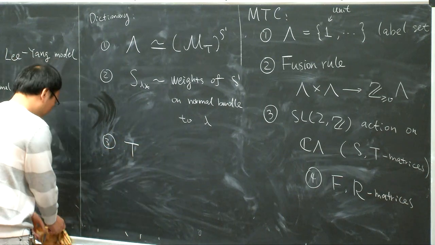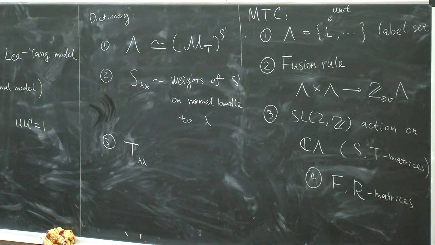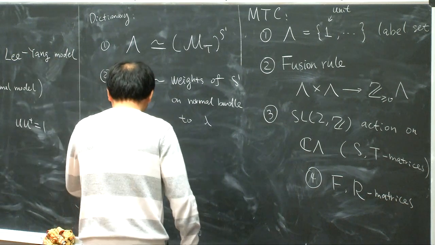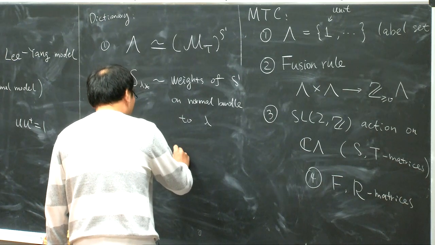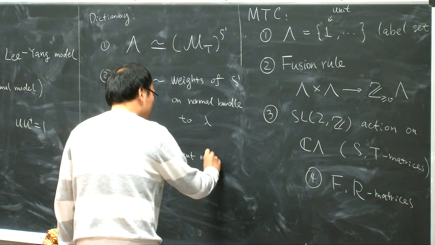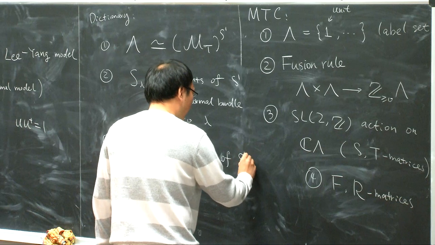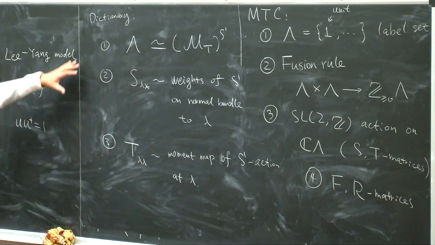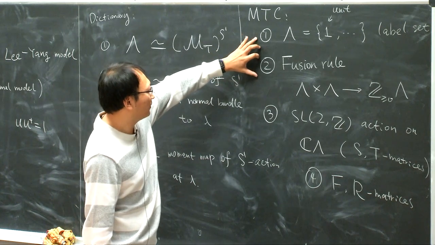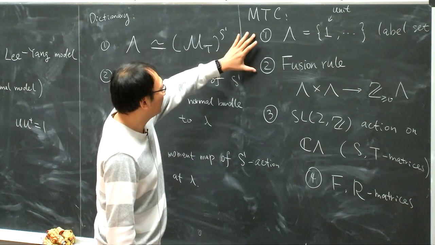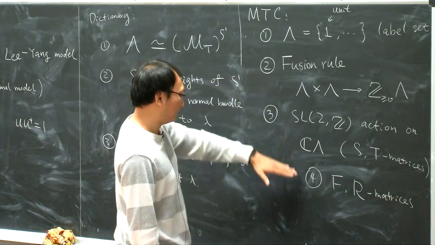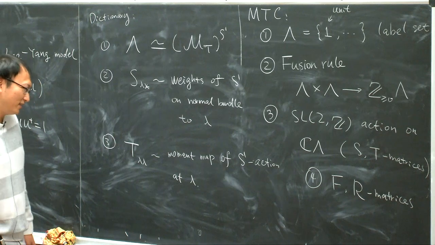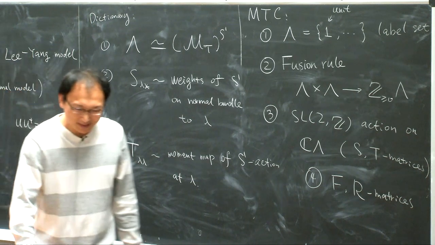And the T matrix is going to be diagonal in the basis given by simple objects, and this diagonal entry, T_λλ, is expected to be related to the value of the moment map of the S1 action at λ. Obviously, this only gave you the first three parts of the list of data, and then you can ask how to get the fusion rules, how to get the F matrix, how to get the R matrices. And these are interesting questions that we currently cannot answer. But let me stop here, and sorry for running over time.